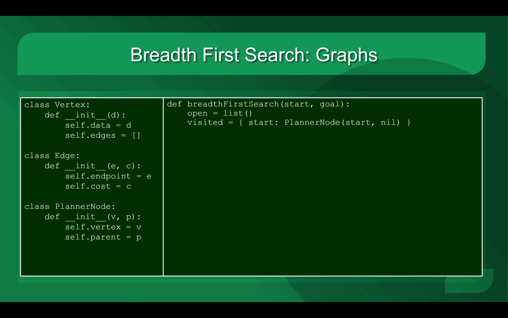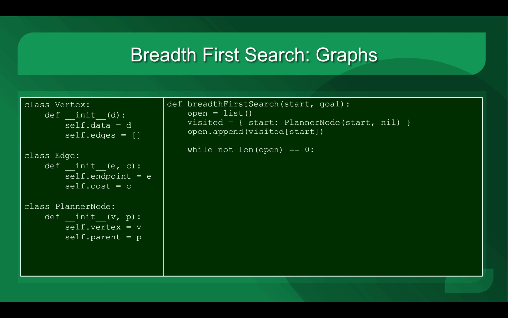The planner node in this case has two parts. It has a vertex, the location we're trying to represent, and it also keeps track of a parent. From the starting point, there is no parent, so we'll set that to null or None in Python-style code. We'll create this new map, visited, and by default, we'll have only the starting point in it. The key for our map will be the vertex itself, and the value will be the planner node that represents that location. This will make it easy for us to find the planner node if we have the vertex. We'll also add that to our open list.